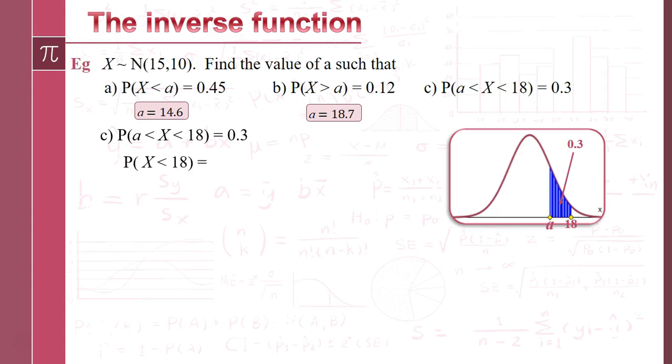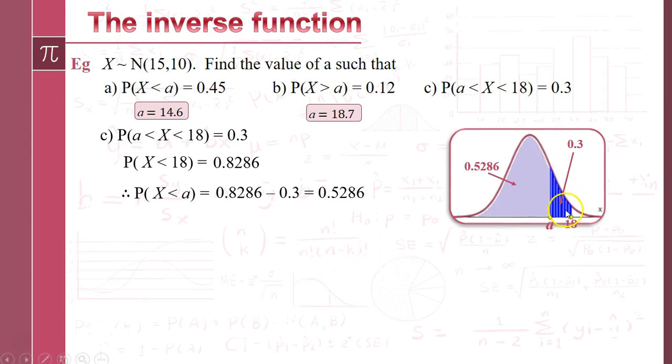So if we work out, first of all, the probability that X is less than 18, we find that that's going to be 0.8286. So that's just using the regular normal distribution function, not the inverse one. And so that means that the probability that it's less than A, that section there, is going to be the 0.8286 minus the 0.3 here. So this section here that I'm looking for, this purple section, is going to be 0.5286. So that's the bit that I'm now going to work with.